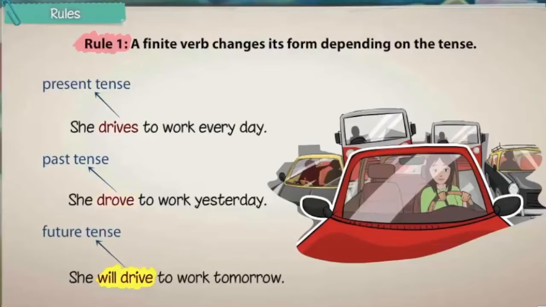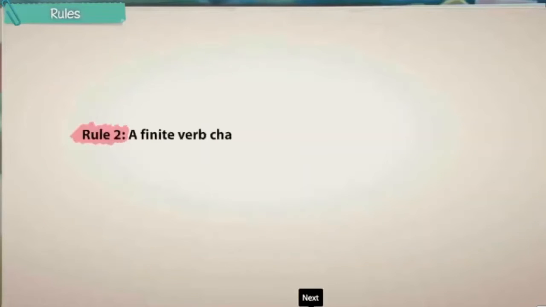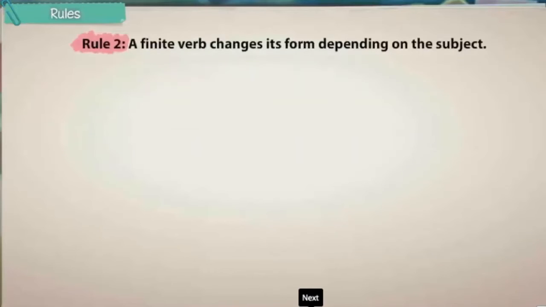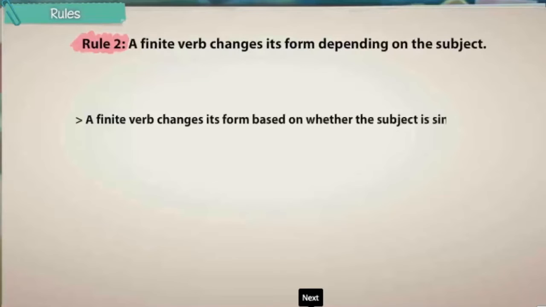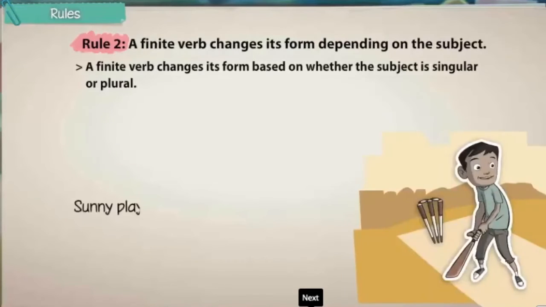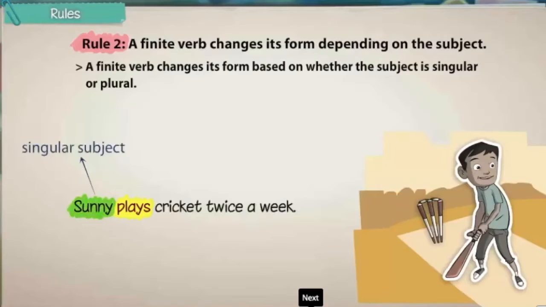A finite verb changes its form depending on the subject. A finite verb changes its form based on whether the subject is singular or plural. Sunny plays cricket twice a week. Sunny is a singular subject. Hence, plays will be the singular verb.